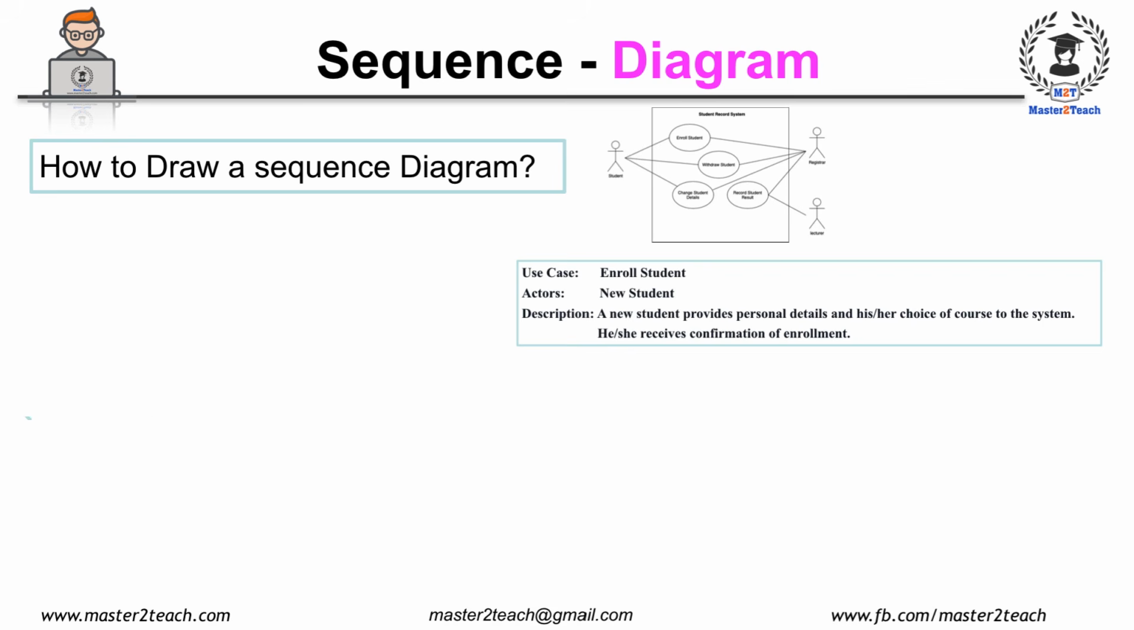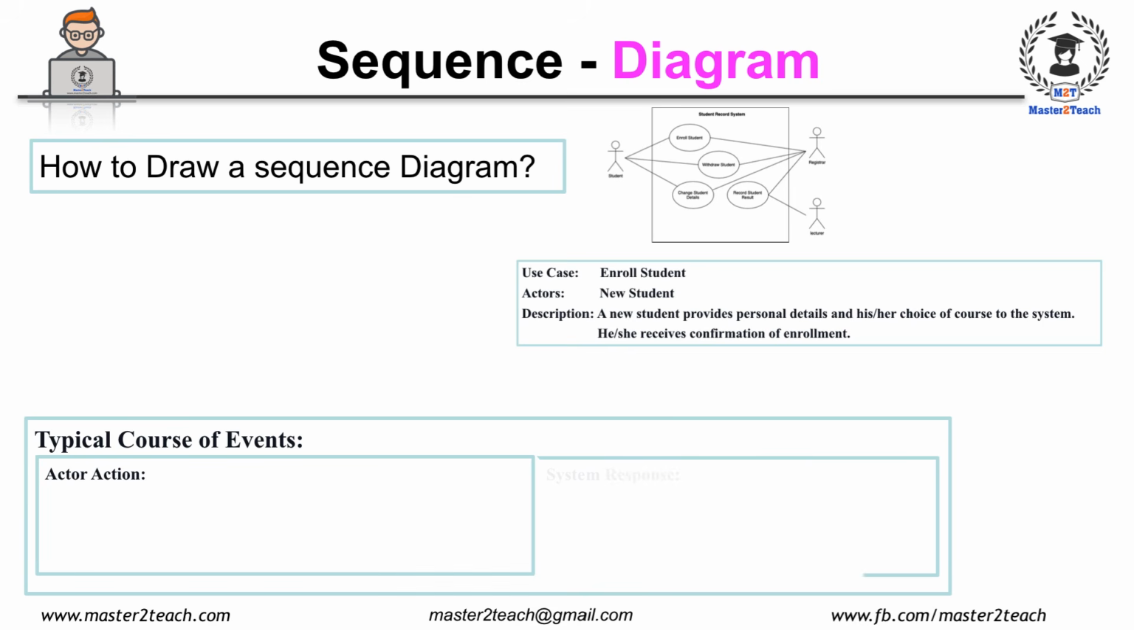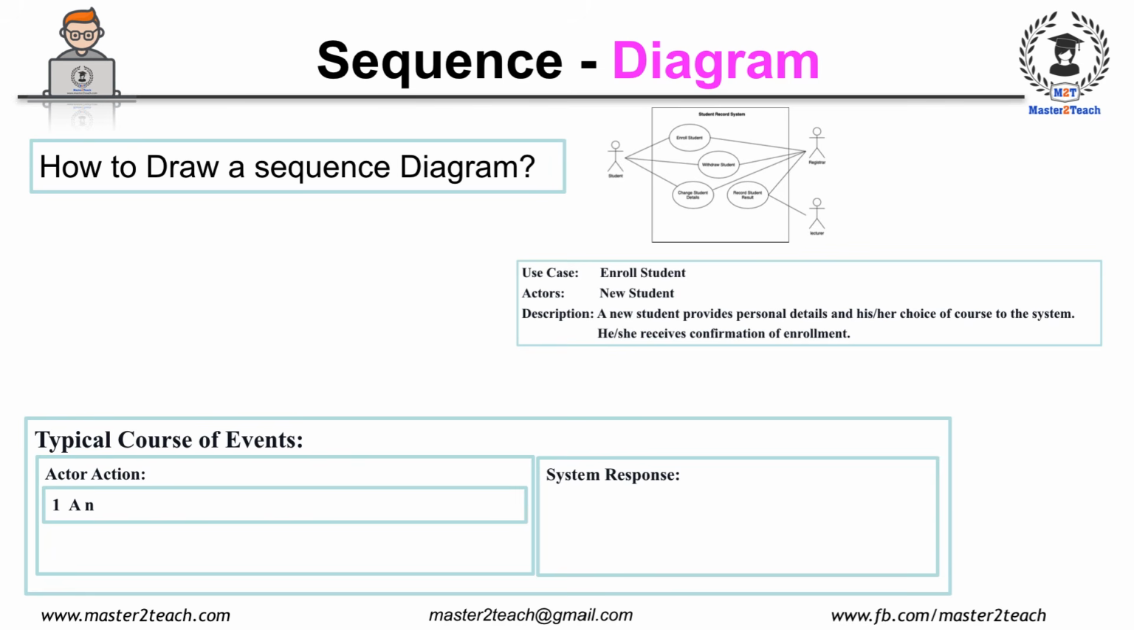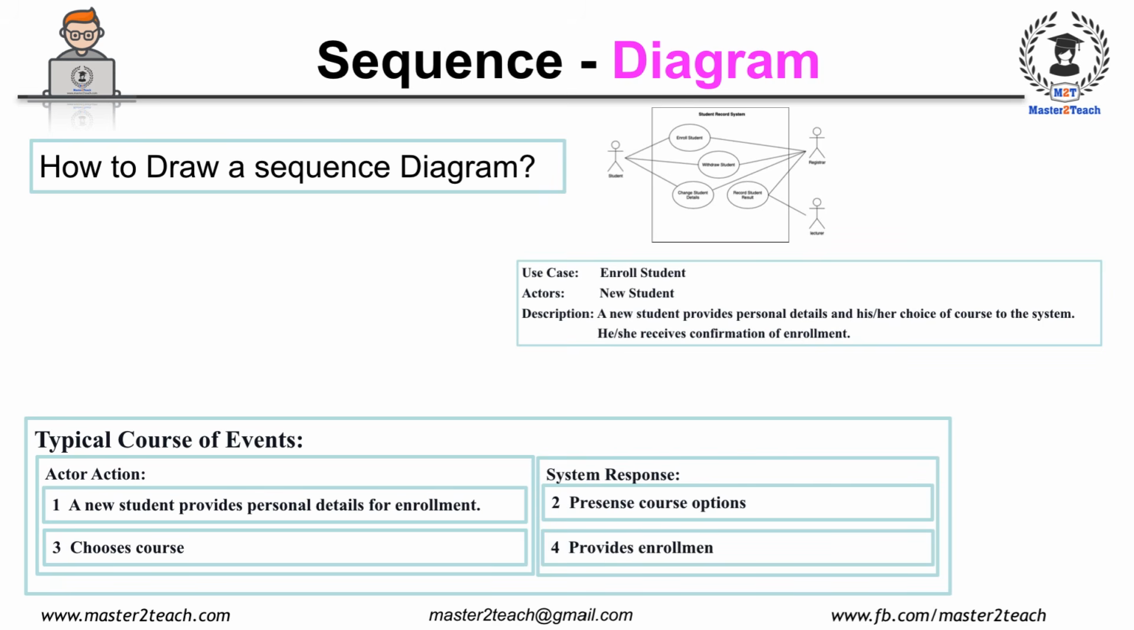The high level and expanded use case description of the use case Enroll Students are, as we know, in expanded we write the interactive description between the actor and the system. Number 1. The new student provides personal details for enrollment. Number 2. The system responds and shows available courses as options. Number 3. Choose the best course among the available courses. Number 4. The system provides a confirmation message of enrollment to the student.